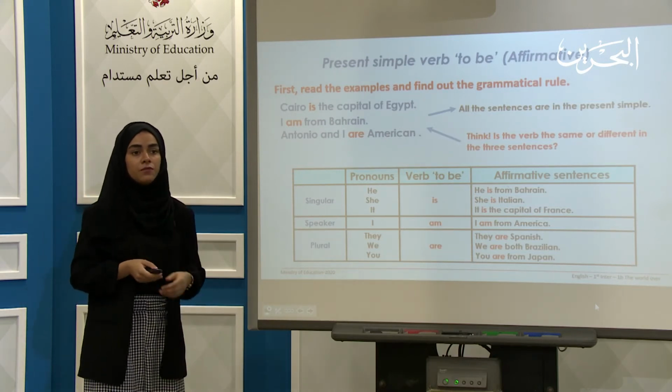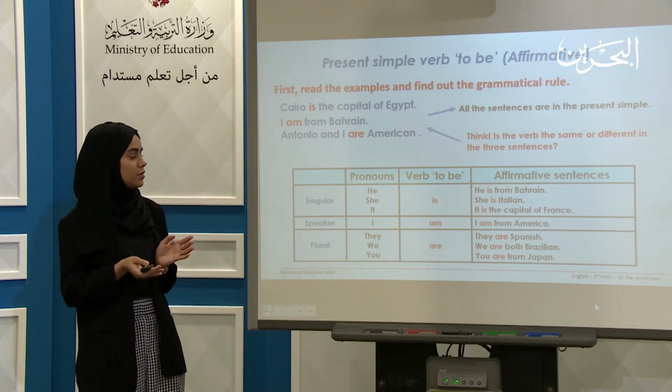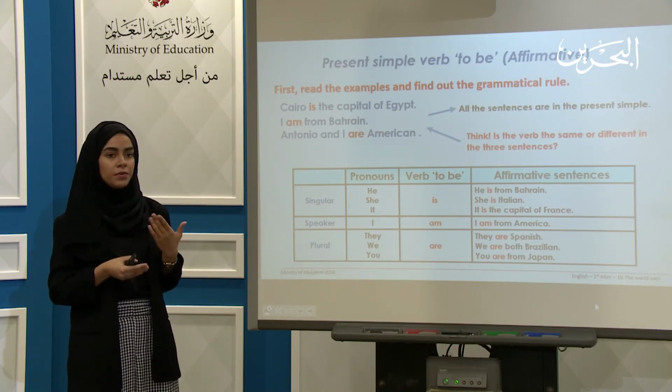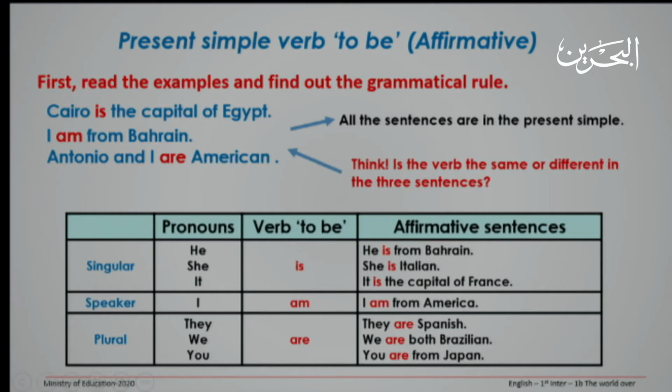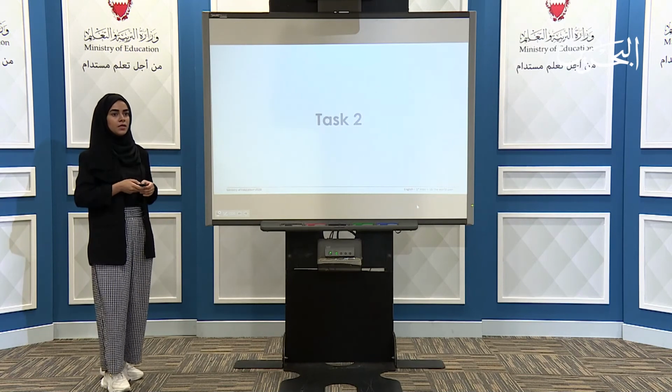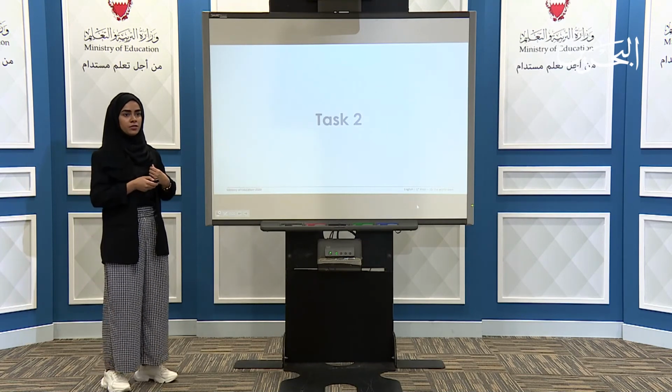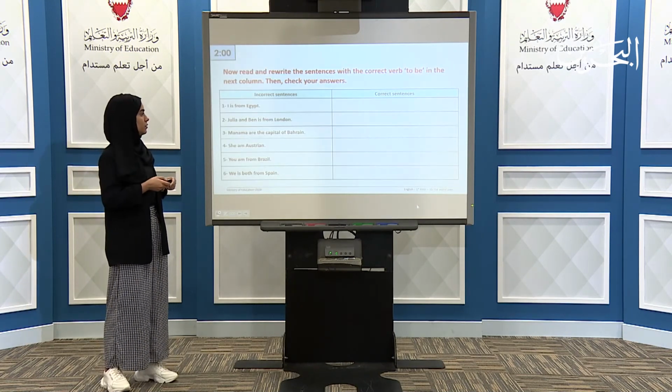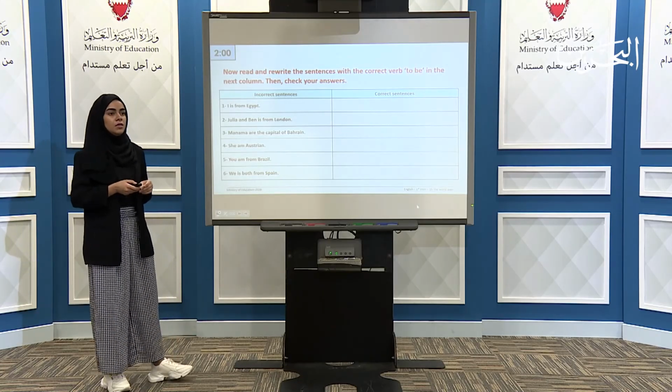And for the last one, for the plural pronouns, when you have more than one person, you use they, we, and you. The verb to be that goes with these 3 is "are". So for example, they are Spanish, we are both Brazilian, you are from Japan. Let's move on to task number 2 to see if you got the rule correctly.